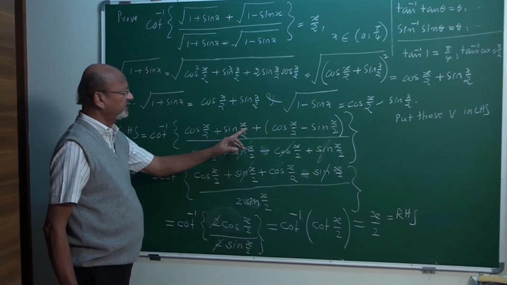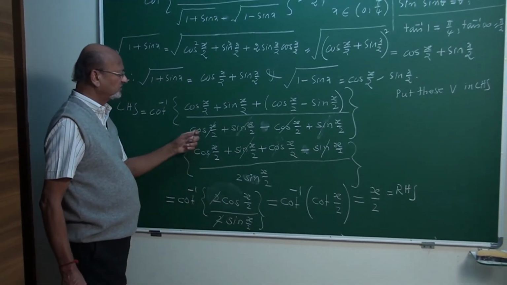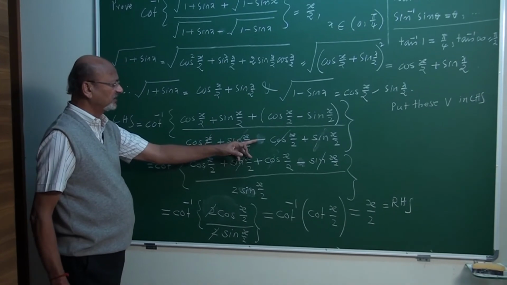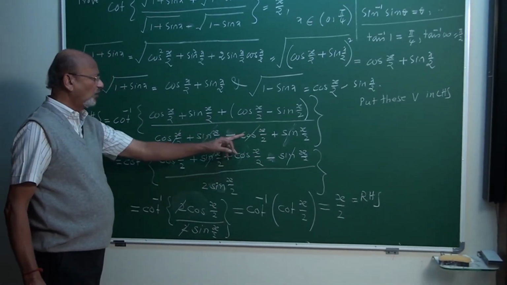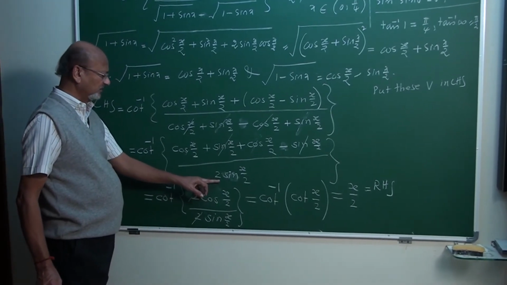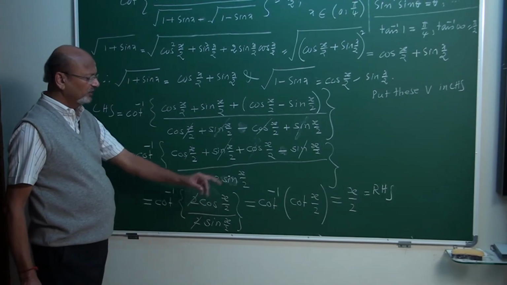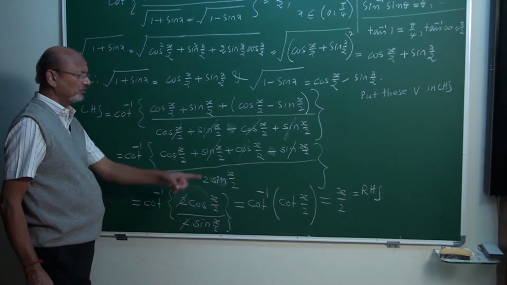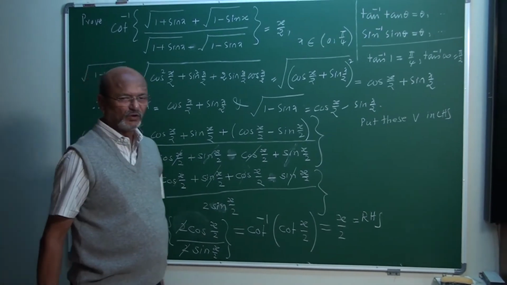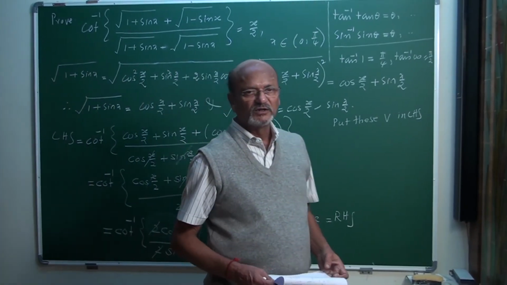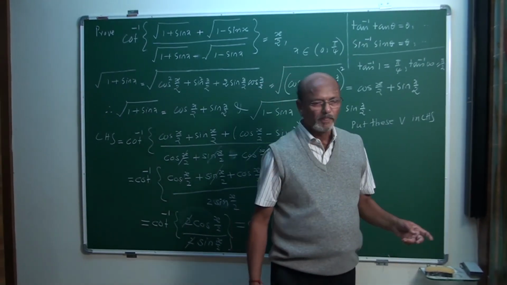If it is plus, sin cancels, you are left with 2 cos. If it is minus here, minus cos, minus of minus, plus sin here, cos cancels, you are left with sin. Again 2 cancels. Cos by sin is cot. Cot inverse of cot is x by 2, which is RHS, my friends. Hope clear. So in this case, we are making use of the fact result.